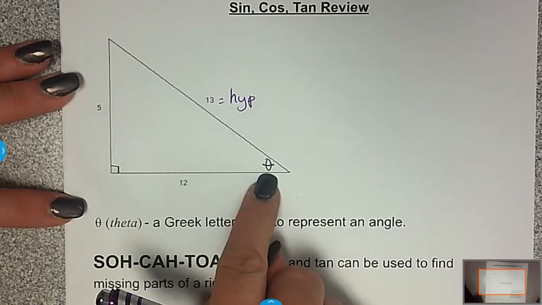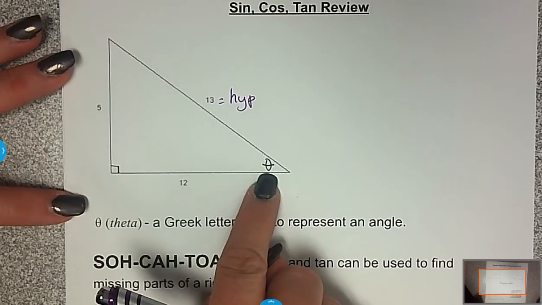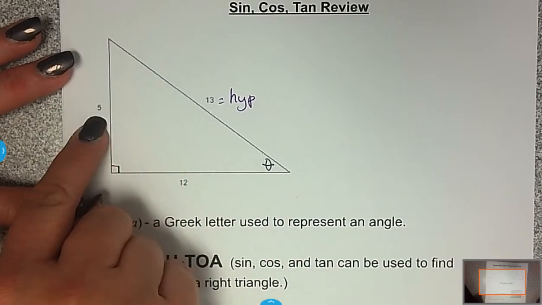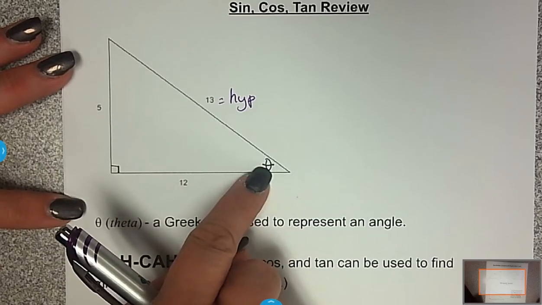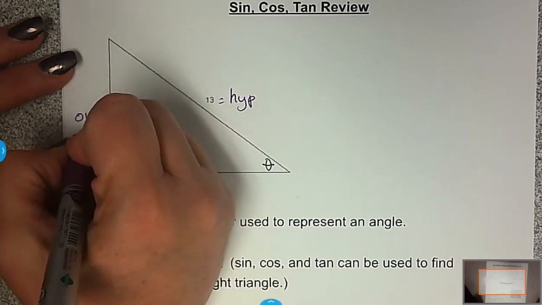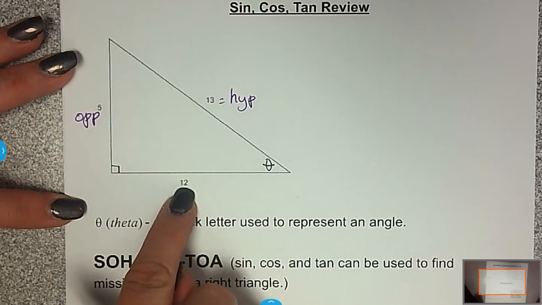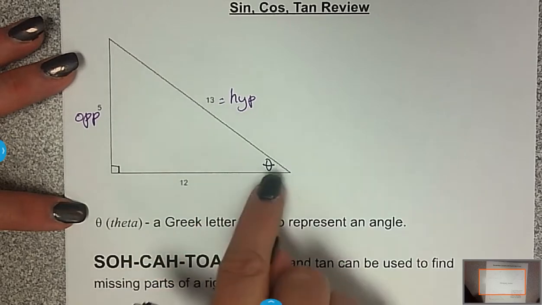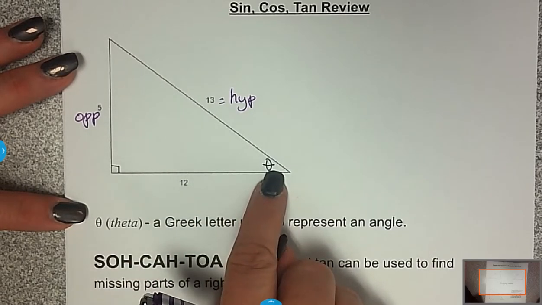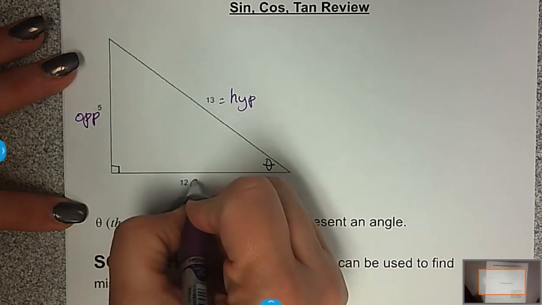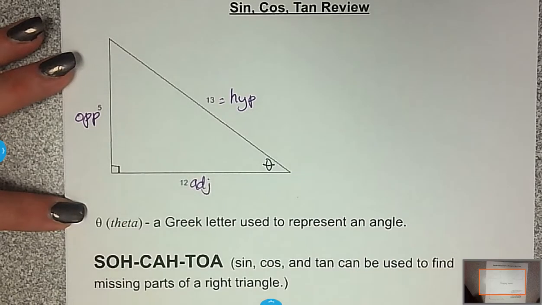Now, based on where this theta is, this 5 is all the way on the opposite side of the triangle from my theta. So this is going to be the opposite side, which means this one has to be the adjacent side. Okay, adjacent means next to. So adjacent, we're going to look for the side that is next to the theta, but it can't be the hypotenuse. This is going to be your adjacent side.